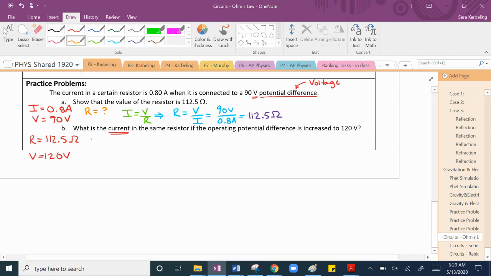And the question says, what is the current? So I is equal to question mark. I equals V over R. That is our relationship from Ohm's law. We don't have to do any manipulation this time, do we? So we can just say that 120 volts divided by 112.5 ohms is equal to, I got 1.06, I think that's just repeating, amps. I'm going to round that to 1.1 amps.